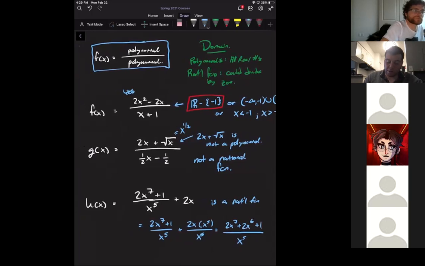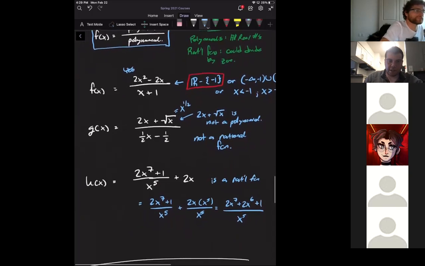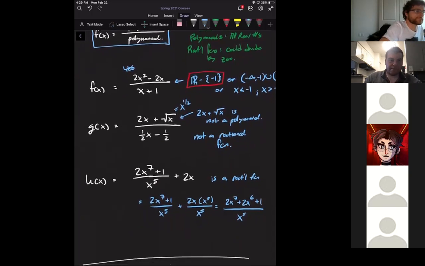All right, so we're not going to do anything with the domain of g of x since it's not a rational function. But let's look at h of x. What numbers could go wrong with h of x? So where might we end up dividing by 0? Like what number could we plug in that would cause us to divide by 0? 0. Yeah, thank you. Yeah, just 0.